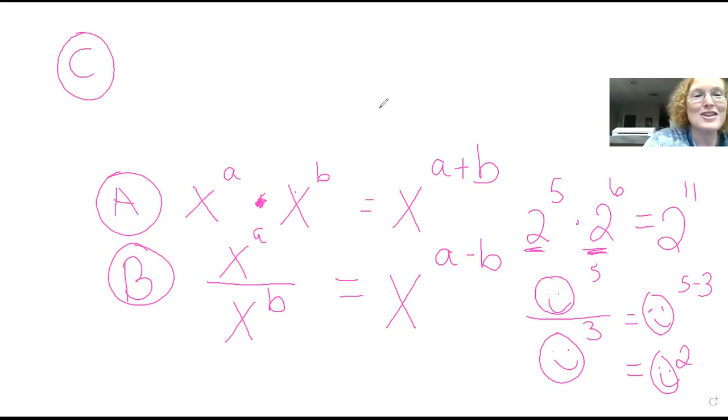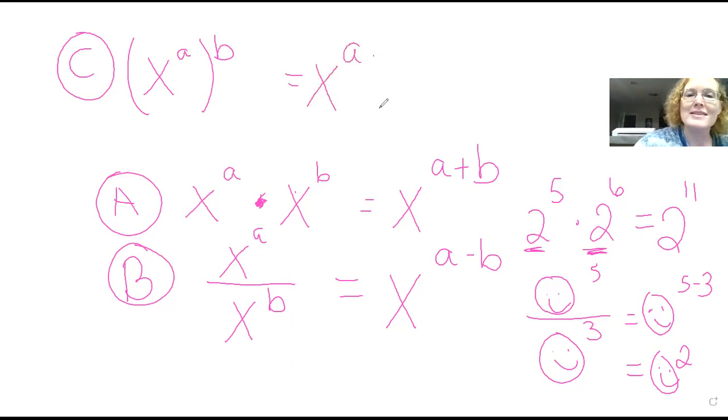Okay, this one's real easy. You're going to like this one. Okay, so x to the a power, but then in parentheses, and on the outside, you have another exponent. So it's like you have two exponents on top of each other, really. And what you do there is you just multiply those. That's A times B.